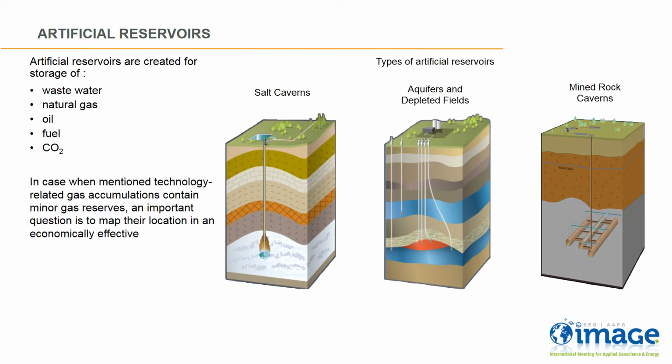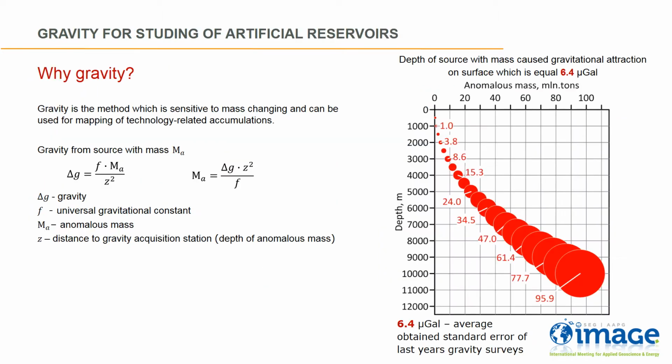In any case, it's important to understand the spatial location and distribution of the storage substance within the artificial reservoir. Gravity can help in exploration of artificial reservoirs. Gravity is the method which is sensitive to mass changing. Storage substance within the reservoirs creates a gravity effect relative to the reservoir background. This effect can be measured on the Earth's surface.